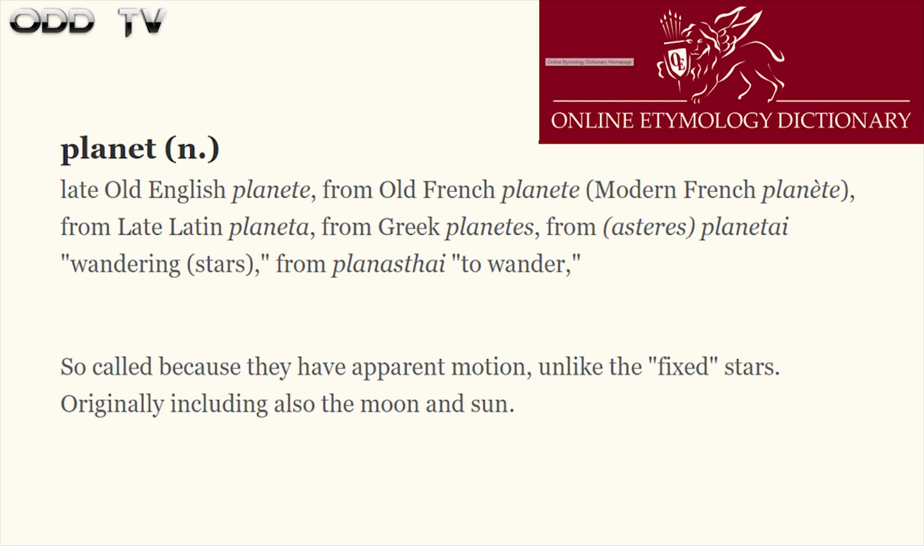Now let's keep going. From planetai, to wander, so called because they have apparent motion unlike the fixed stars. Originally included also the sun and moon. Okay, so they move in a completely different way than the regular uniform stars that all move the exact same. Also, Earth was originally not included because it's not a planet, it's a plane.